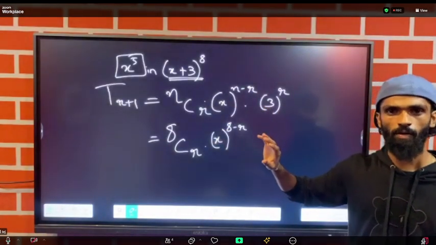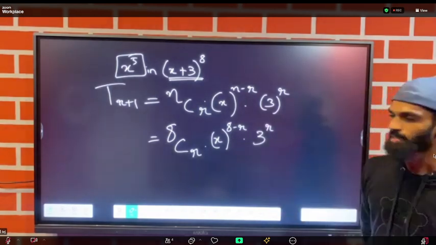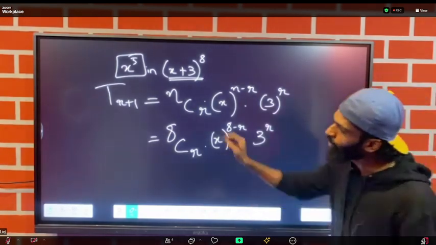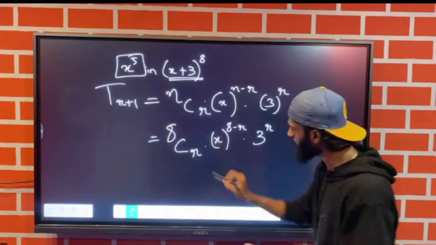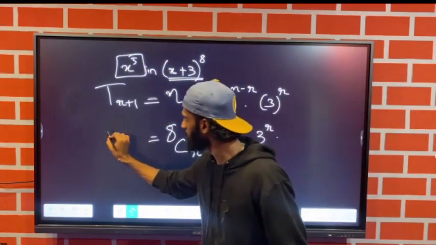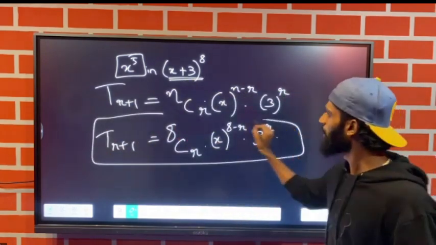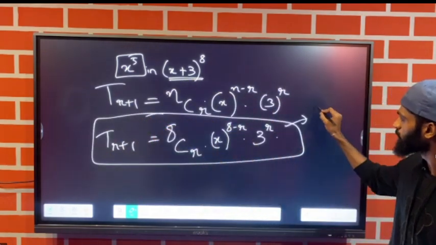No. Okay, fine. So, x as it is, 3 power r. Now listen, very simple. After this part it becomes very simple. 3 power r plus 1 was there. I mark this to be my general equation.